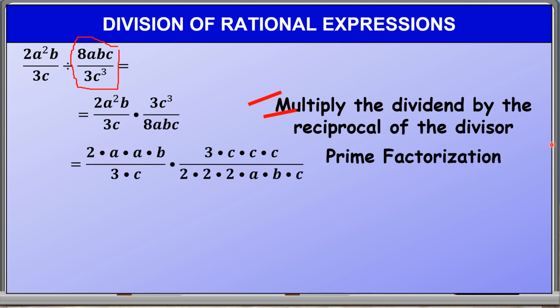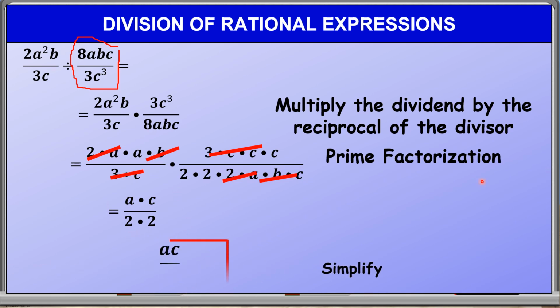Okay? Next, we just cancel the common prime factors between the numerator and denominator. Of course, we cancel all of them. So that means this is all that remains: a times c all over 2 times 2. That means the answer for this, simplified, is ac over 4. Okay?